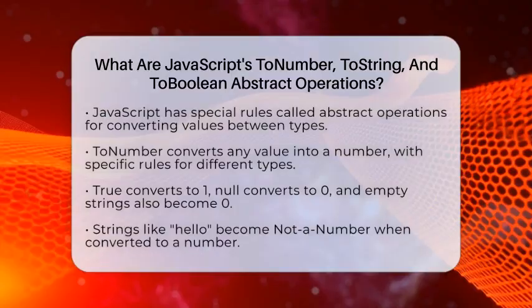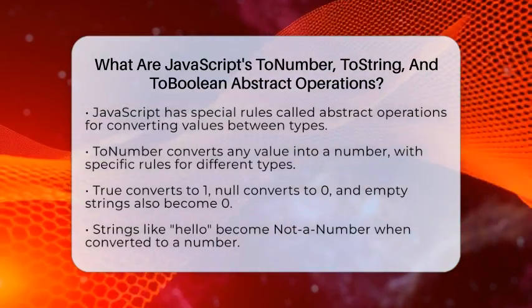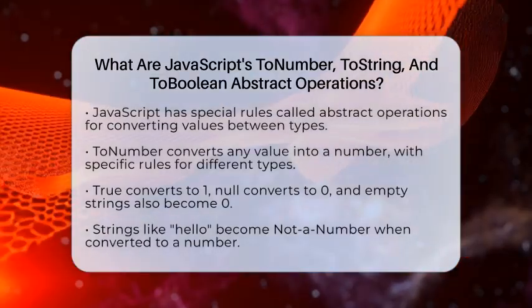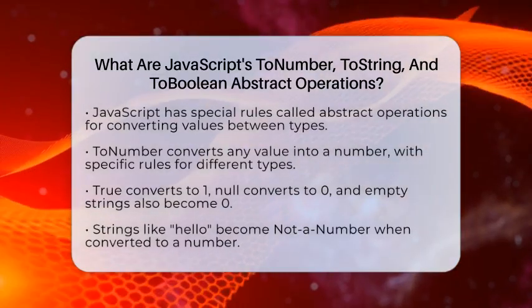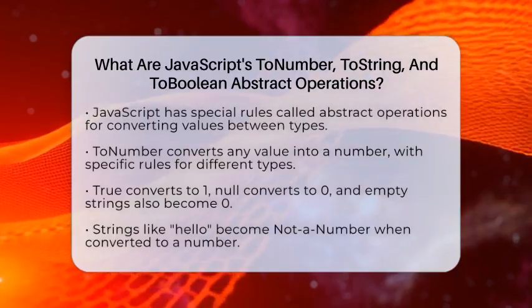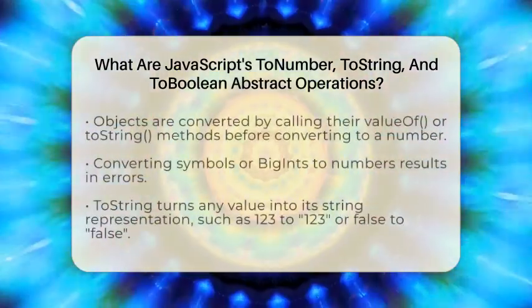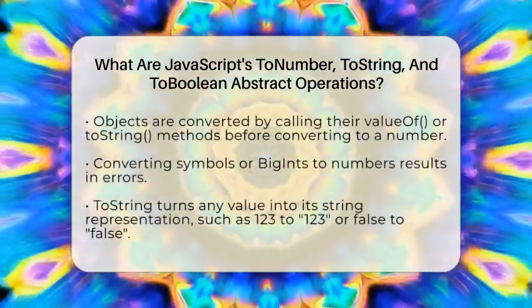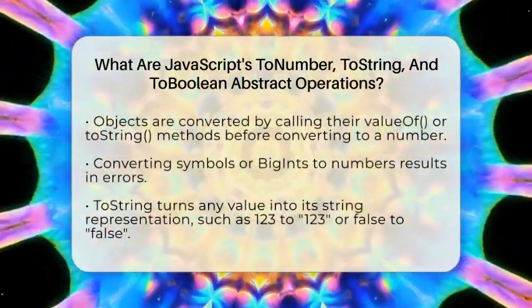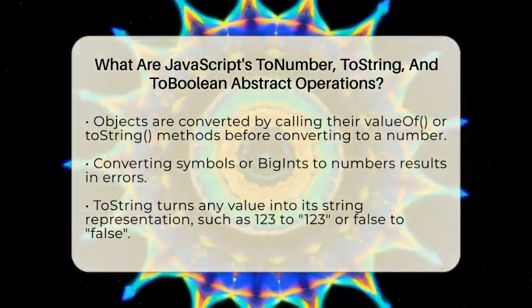Let's start with ToNumber. This operation takes any value and turns it into a number. For example, if you give JavaScript true, it becomes the number 1. If you give it null, it turns into 0. But if you give it a string like "hello", it tries to parse it as a number. Since "hello" isn't a number, it becomes NaN, which is a special value representing an invalid number. When you give it an empty string, it turns into 0.